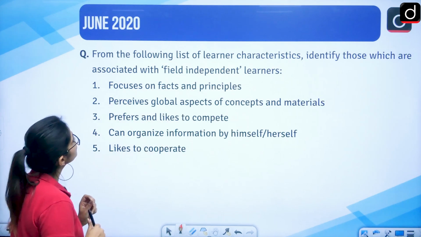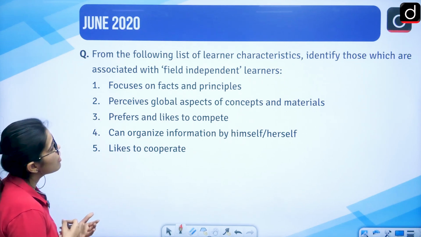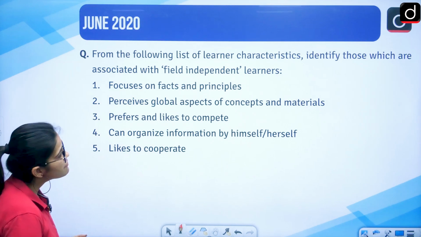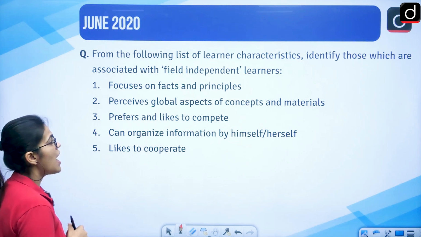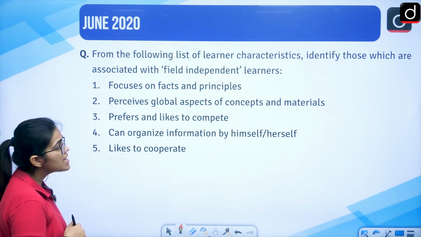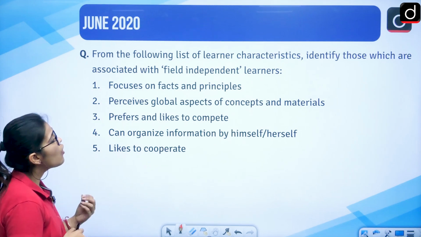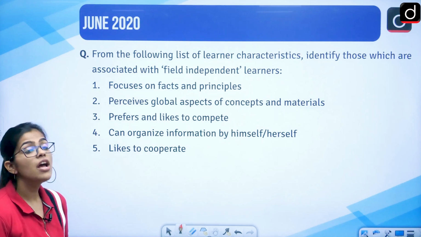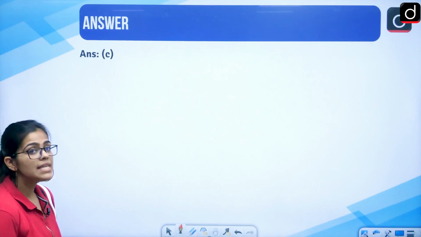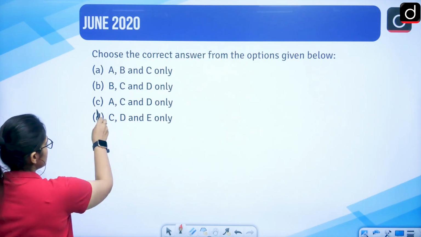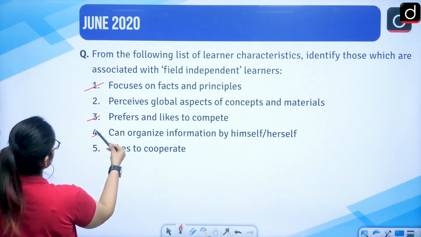So I have one question for you, and this was asked in your paper, June 2020. From the following list of learner characteristics, identify those which are associated with field independent learners. Focus on facts and principles, perceives the global aspects of concepts and materials, prefers and likes to compete, can organize information by himself or herself, likes to cooperate. What will be the correct answer? These are the options. So C is the right answer. That means A, C and D. So this is A, B, C, D and E.